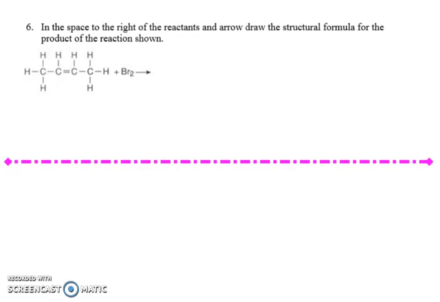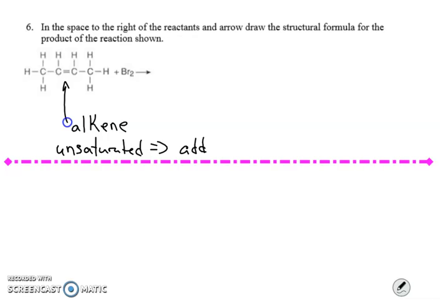Number 6 is asking you to show what the structural formula for this reaction is going to be. We start by identifying the fact that we have an alkene. An alkene is unsaturated. So if it's unsaturated, that means we're going to add to it. So we're going to add the halogen across there. And when we do, we will break the double bond, and when we break the double bond, we can add the halogen where that double bond existed.